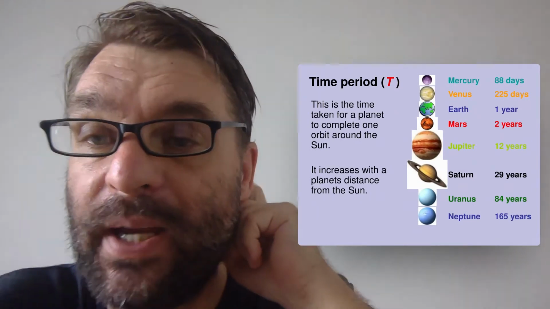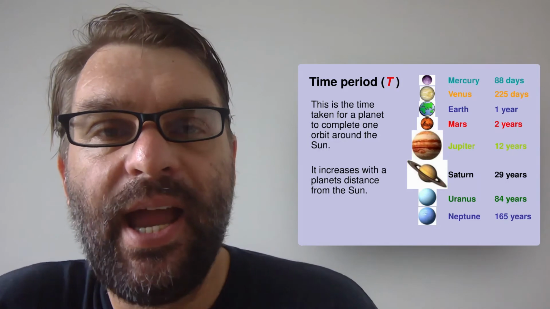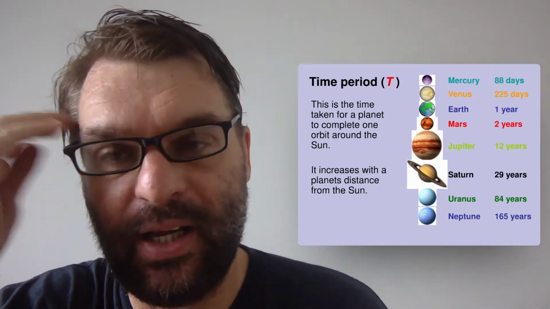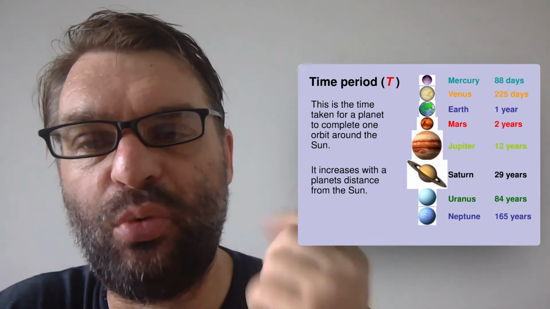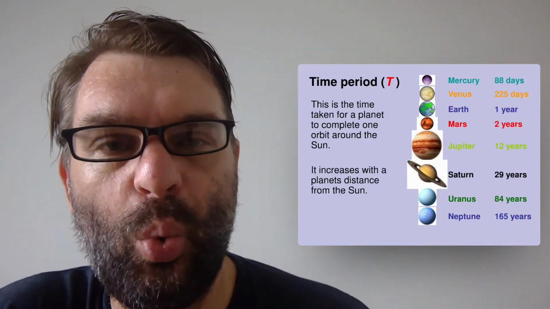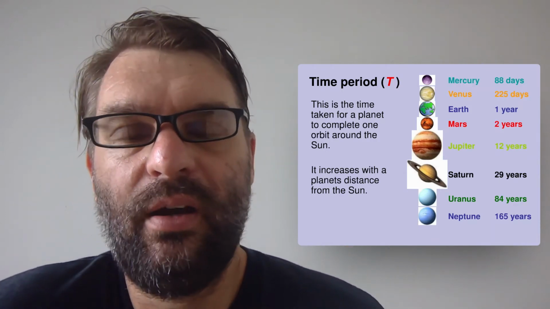An important aspect about orbits is the idea of the time period, capital T. That's how long a year is on that particular planet. It's how long it takes for that planet to go around the Sun once. So Mercury's quite close, quite fast, 88 days. We're a whole year, obviously.